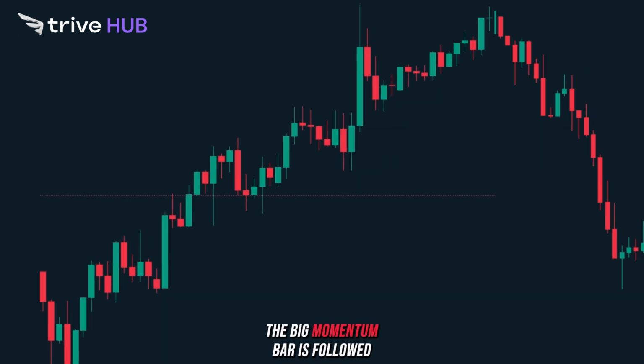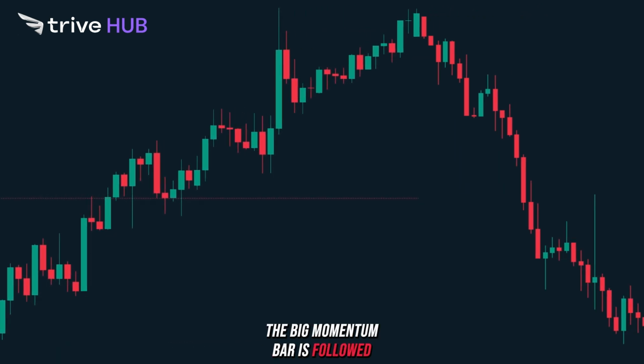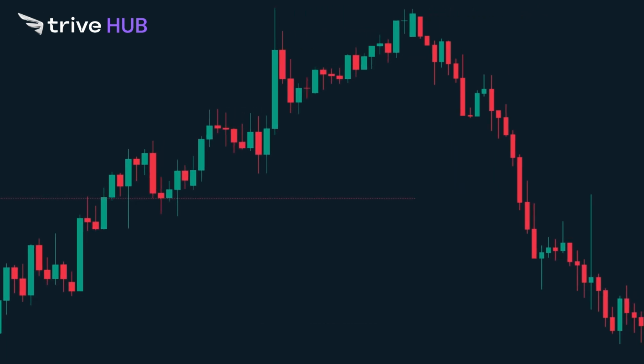The big momentum bar is followed by big momentum red candles and the market went into an extended pullback. So if we read candles carefully, we can gauge the early indications the market has to offer.